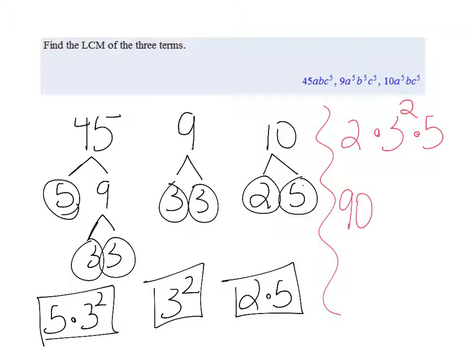If I look at the variables, I know I'm going to need an a. This is only there once. Oh, that one's to the 5th, and again to the 5th. That means I'm going to want an a to the 5th.